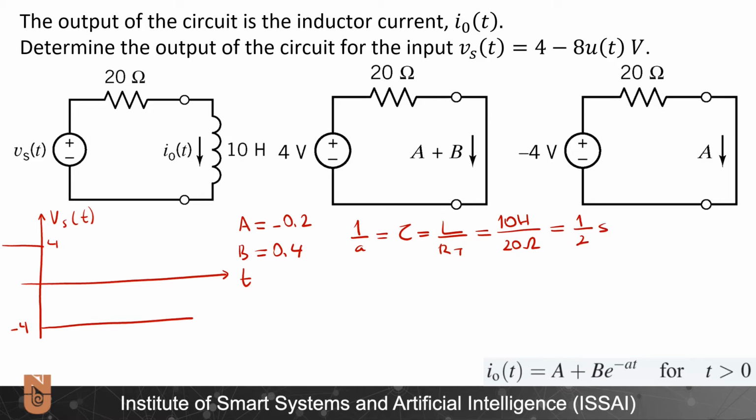And finally, for t greater than 0, I can write I0 of t is equal to minus 0.2 plus 0.4 times e to the minus 2t. And for t less than 0, it will simply be the value of 0.2. So this is the final solution of my circuit.